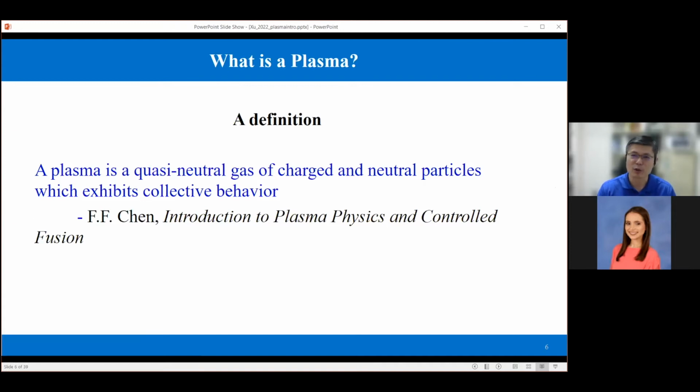So now for a more textbook definition, what is a plasma? This is from a textbook by Francis Chen. It says a plasma is a quasi-neutral gas of charged and neutral particles which exhibits collective behavior. So the three important phrases in this definition are quasi-neutral, charged particles, and collective behavior. And I'll talk about what each of these means in the next few slides.